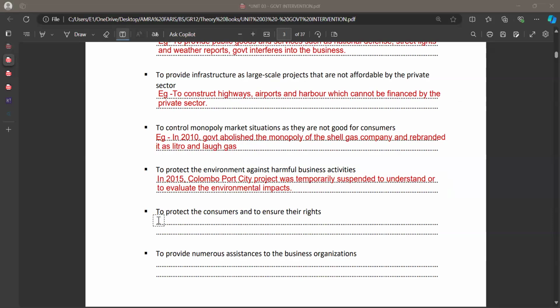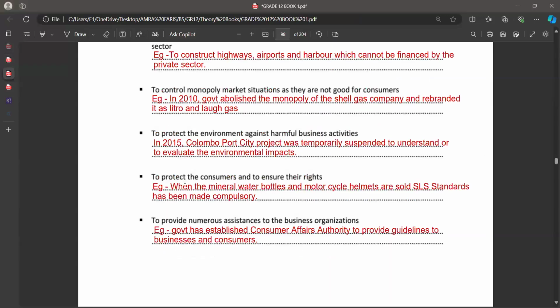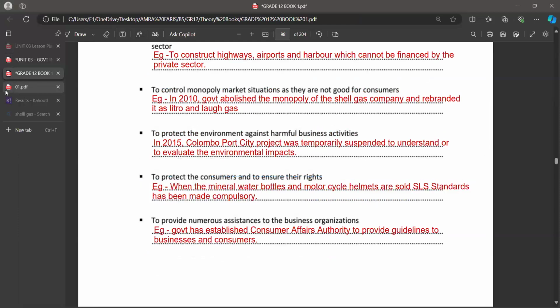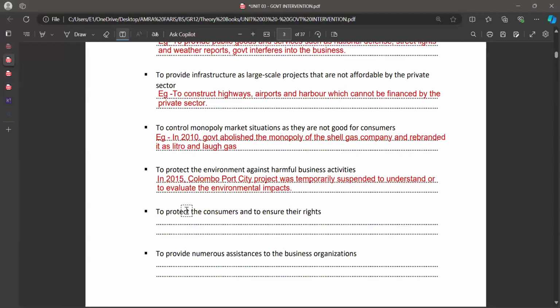Next one. To protect the consumers and to ensure their rights. When mineral water bottles and motorcycle helmets are sold, you have to have the SLS standard. It's compulsory to have SLS standards when you're selling those. So that is one rule they have given. The government interferes to protect consumers and to ensure their consumer rights.